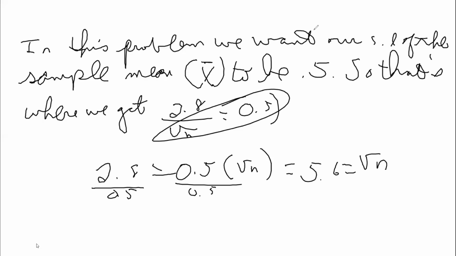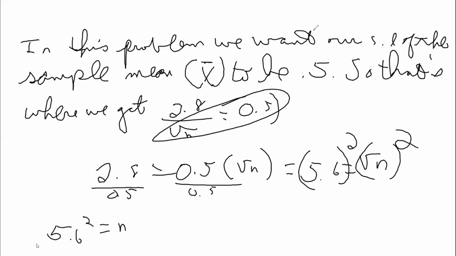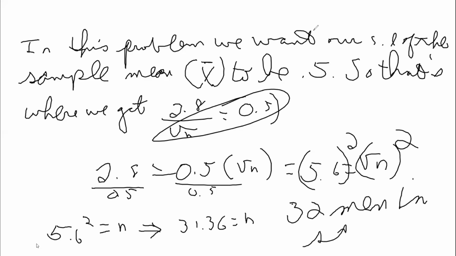So you want n, you don't want the square root of n, so you're going to square both sides. So now that looks like 5.6 squared equals n. And when you square 5.6, you get 31.36 equals n. Now you can't measure 31.36 guys, so you round it off to 32 men in the sample. Okay? That's how you solve the problem.